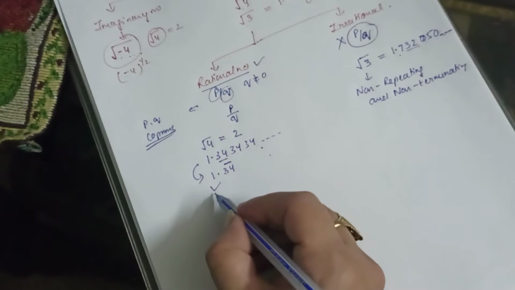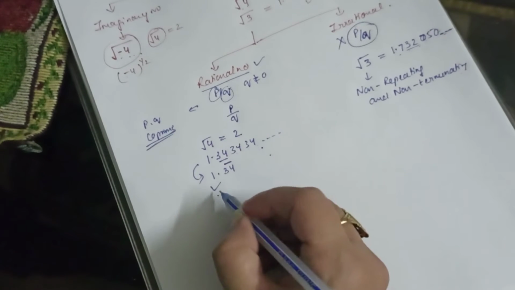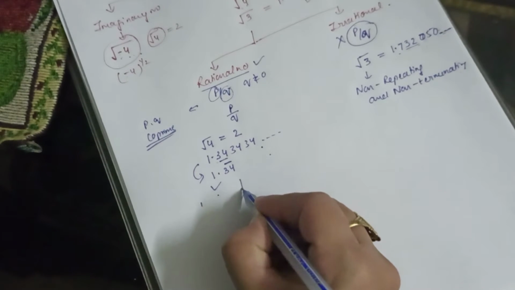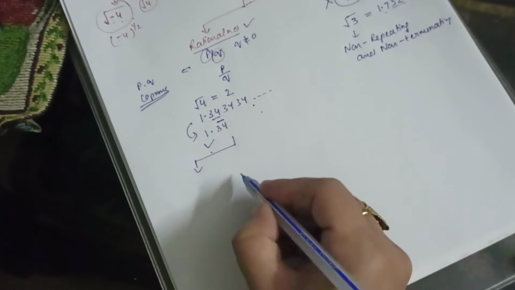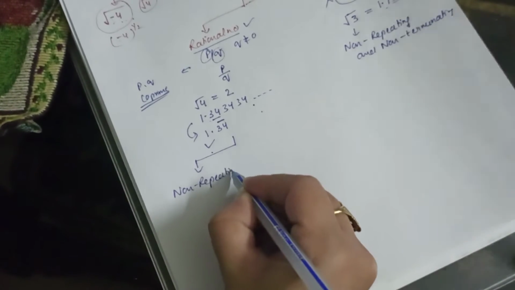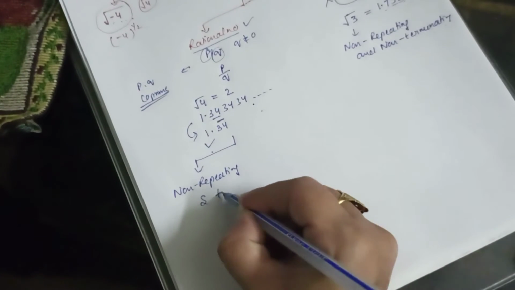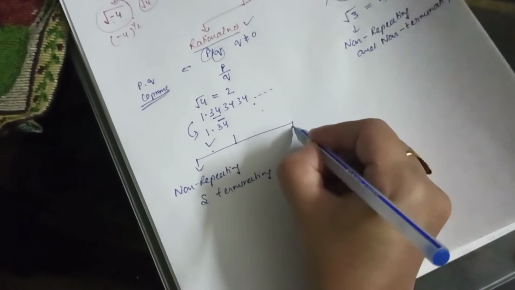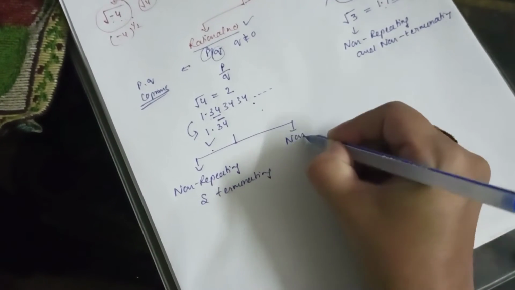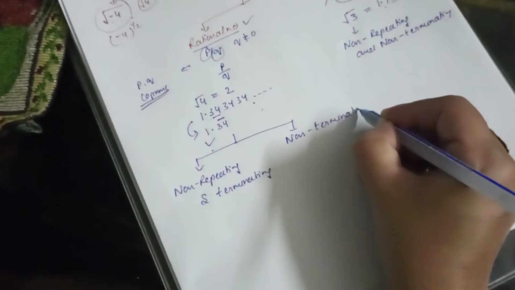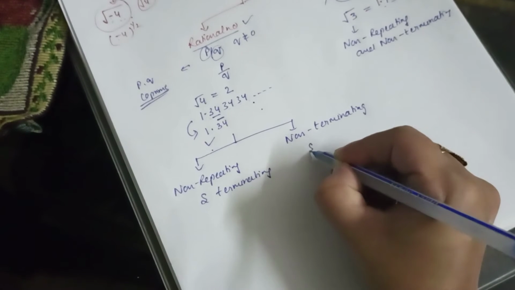Now you can say that these are what kind of decimals? There are two representations of rational numbers in decimal form, that is terminating and non-repeating, and the second one is non-terminating and repeating.